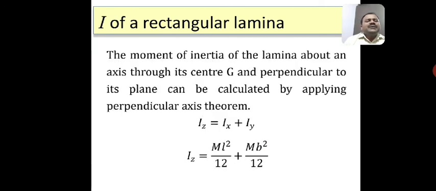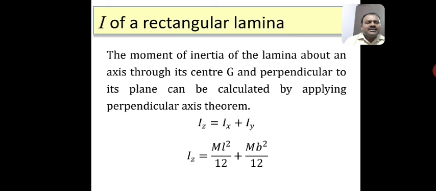So now, by applying the perpendicular axis theorem, we can calculate the moment of inertia of the lamina about an axis passing through its center and perpendicular to its plane. So by theorem of perpendicular axis, you will get the moment of inertia Iz, that is the axis passing through the center and perpendicular to its plane, Iz is equal to Ix plus Iy.